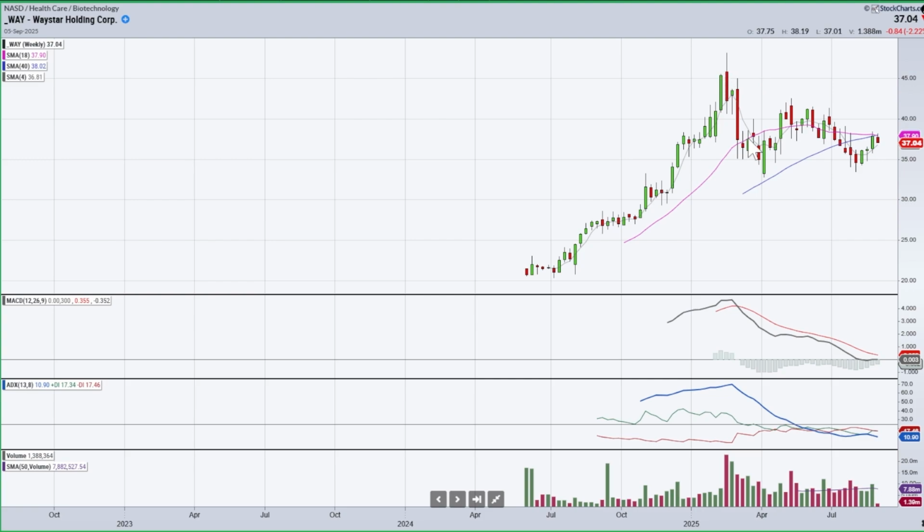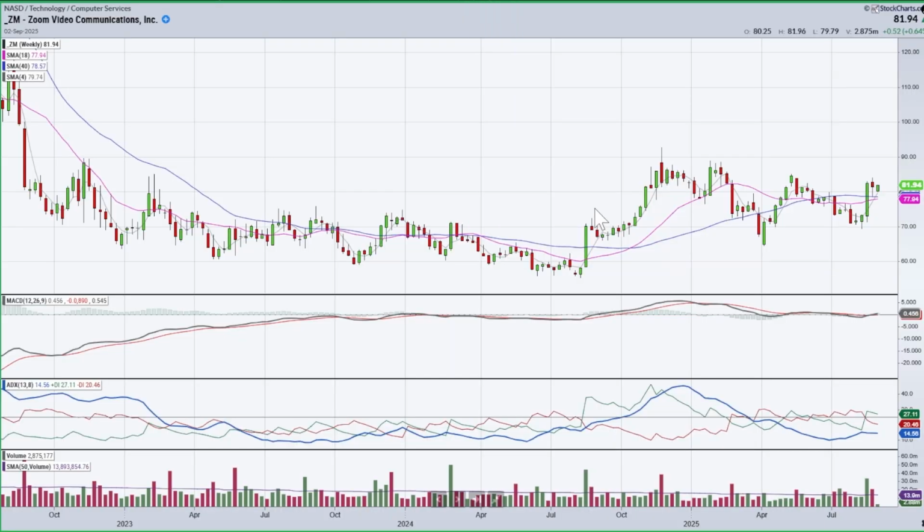Waystar Holding makes a higher low in price and a lower low right at the zero line with low ADX. All right, really interesting pattern developing here. You could draw a trend line on that and watch for a breakout.